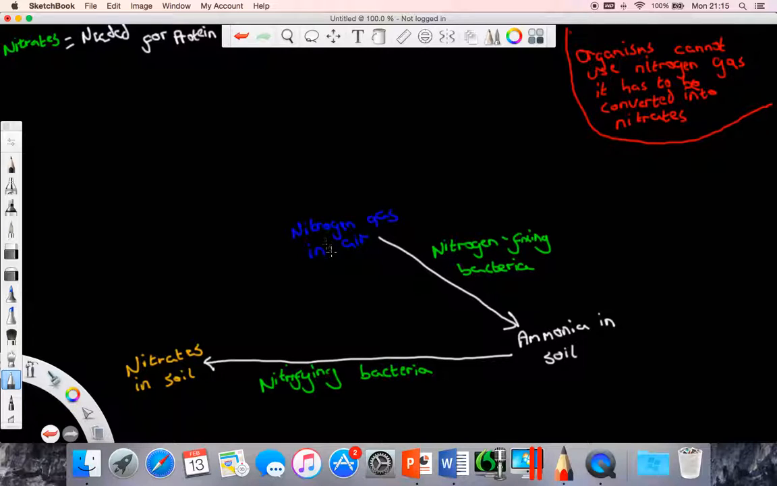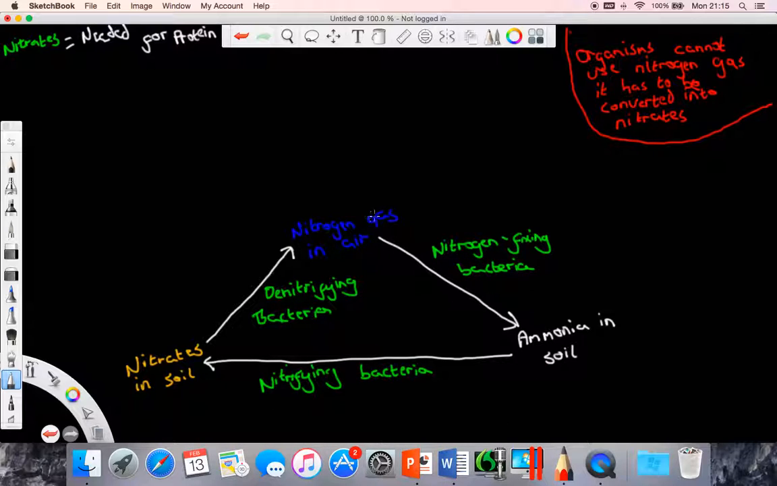Now, nitrogen gas can be made from nitrates. Nitrates in the soil can be turned back into nitrogen gas with the use of denitrifying bacteria. Denitrifying bacteria. And what these do is turn nitrates in the soil back into nitrogen gas in the air.